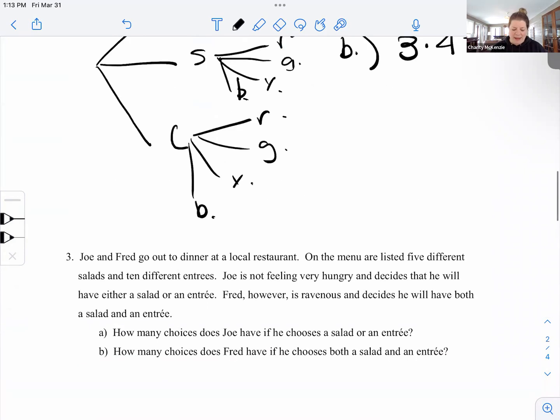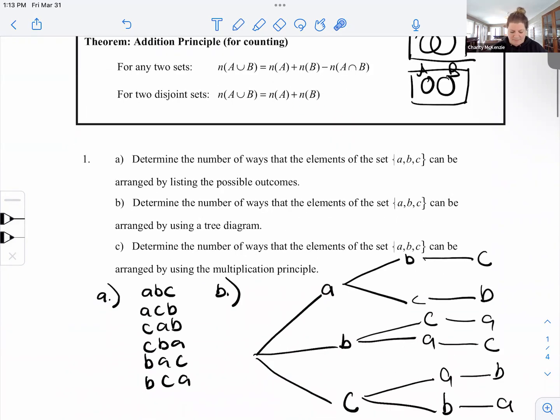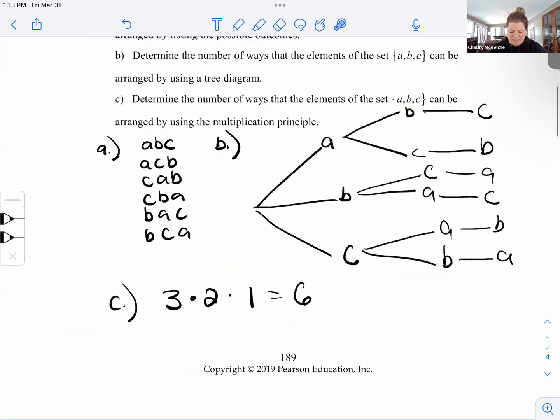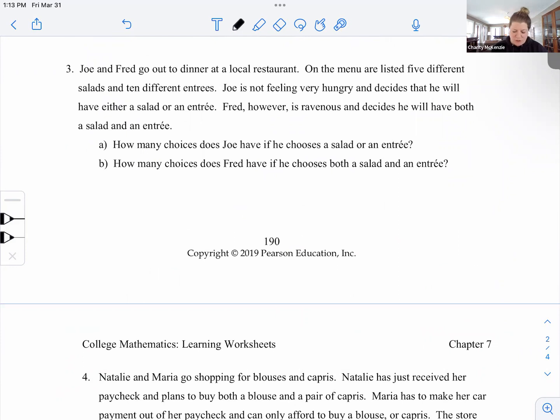Okay, so if we go back up to the beginning and think of the symbol, we're thinking of or, right? Disjoint sets, or, well, this one or that one. So we're just going to add those together. I always think like this one or this one, we're adding, and and is more of timesing. So how many do we have? 5 different for the salad, and we're going to add that to our entree. So he has 15 different choices. So or is plus, and is times.